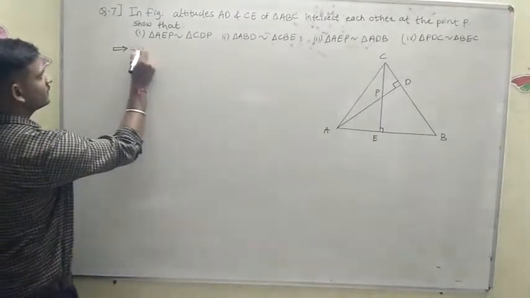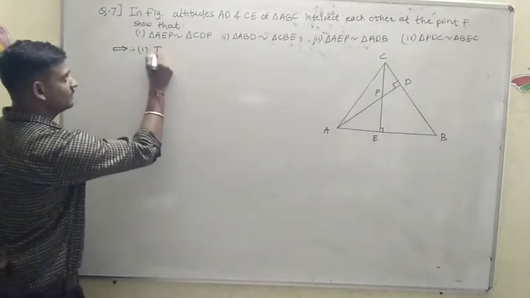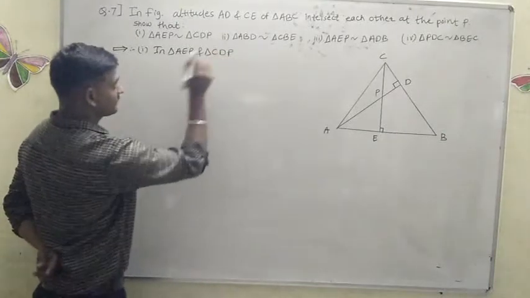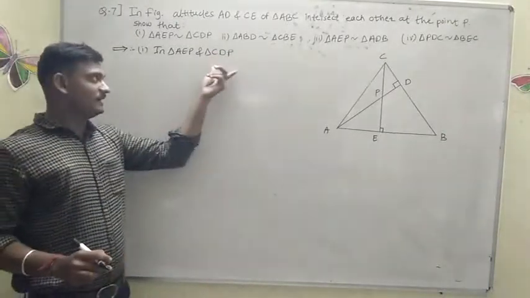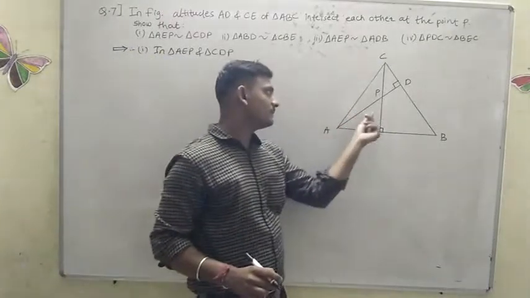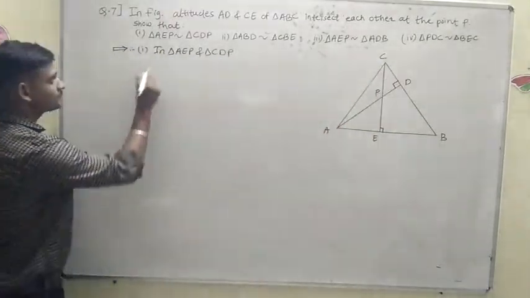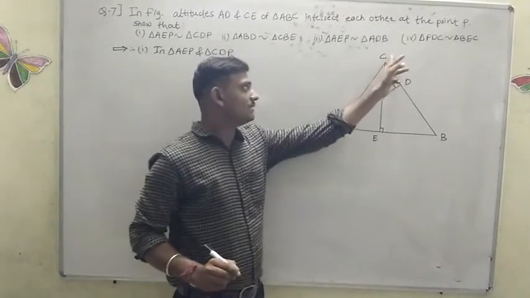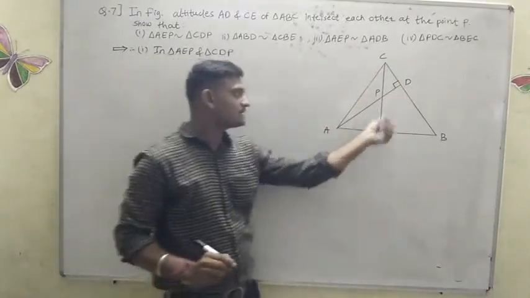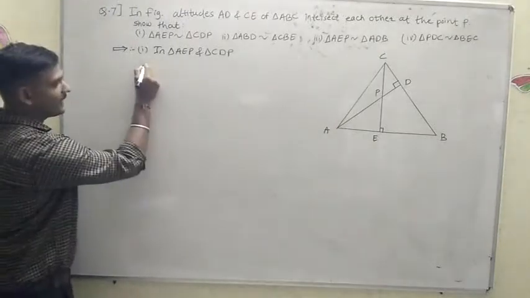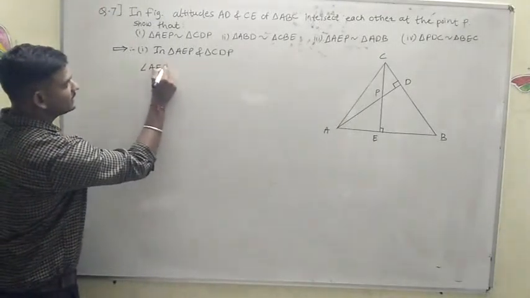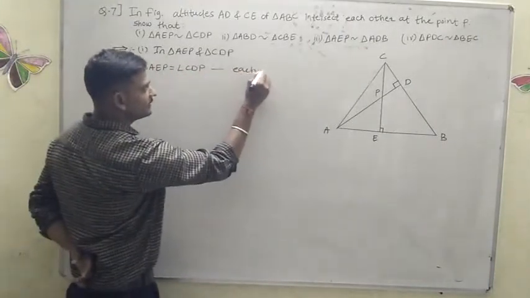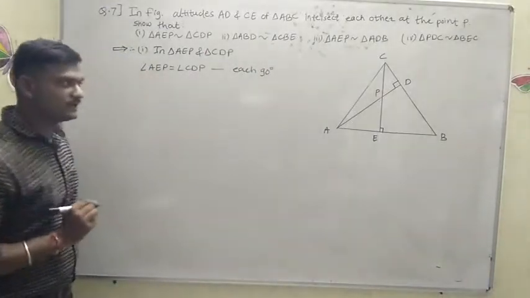See here how to prove. First one, in triangle AEP and triangle CDP. Now see here, in these two triangles we have to check. Angle AEP is equal to angle CDP because both the angles are 90 degrees. Therefore, angle AEP is equal to angle CDP. What is the reason? Each is 90 degrees. Each angle is of 90 degrees. Therefore, both the angles are equal.